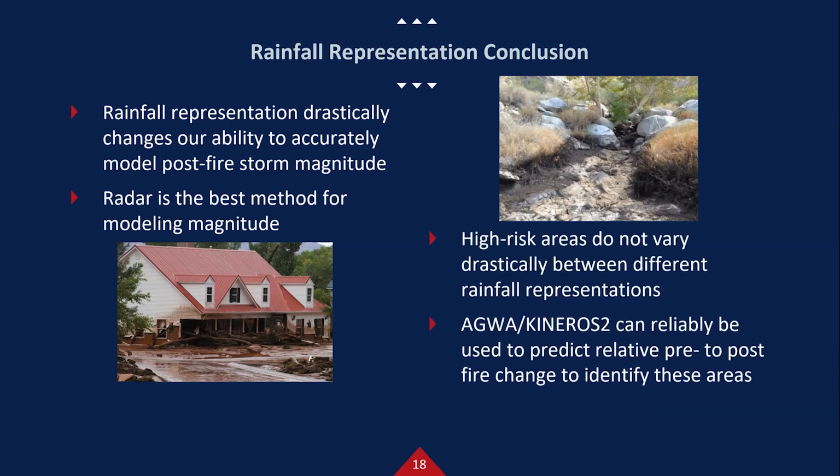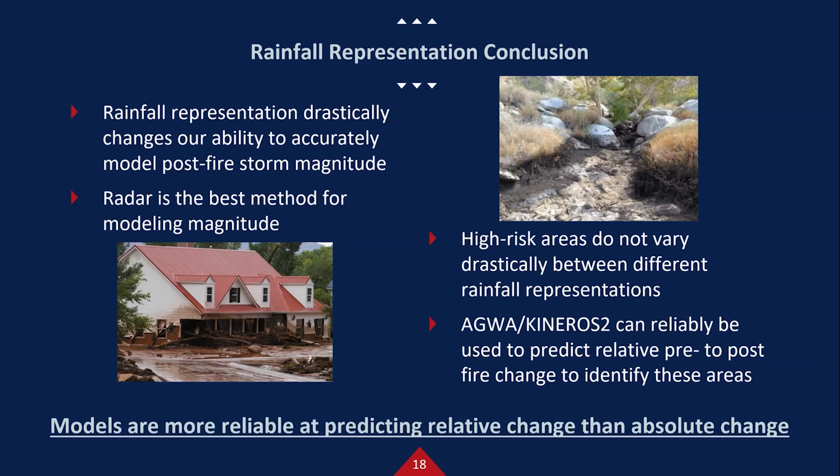But the high risk areas, the predicted high risk areas, do not vary drastically between the rainfall representations. So the overall conclusion here is that AGWA Kinross can be used to reliably predict relative pre to post fire changes, and again, identify these areas at risk.